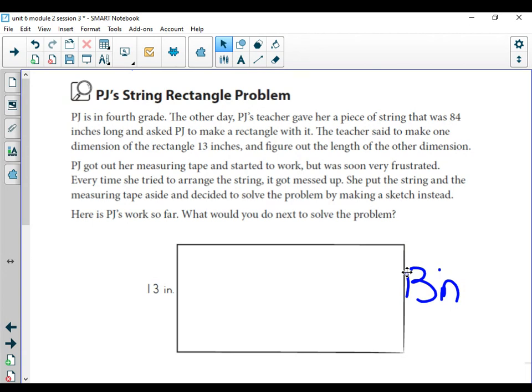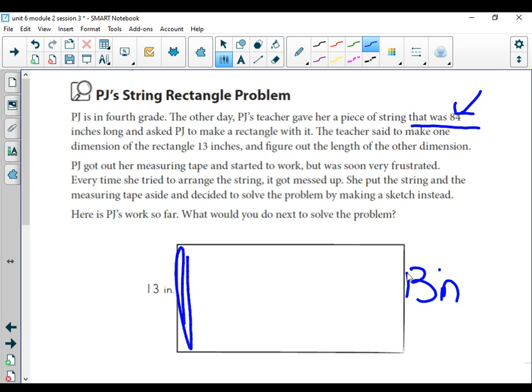PJ string rectangle problem. PJ is in the fourth grade. The other day, PJ's teacher gave her a piece of string that was 84 inches long. I'm just going to note that, 84 inches long. That's going to be important. And asked PJ to make a rectangle with it. The teacher said to make one dimension of the rectangle 13. So that's the 13 right here. That's 13 inches of the string. If we were to wrap the string all the way around this rectangle, it would come to 84.